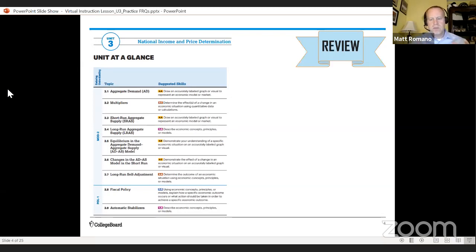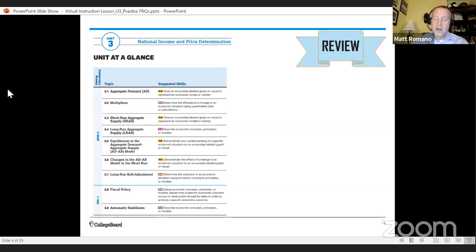You can see that Unit 3 was just all about ADAS, about building the ADAS model, building up an initial understanding of it. You now see it in a broader context, how it's right at the heart of everything else that we do within this course. So we built up ADAS analysis. We introduced the concepts of multipliers, just spending and tax multipliers. We didn't get the money multiplier yet, but the concept of a multiplier we did in Unit 3.